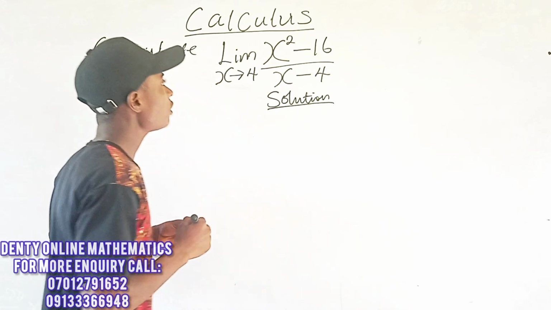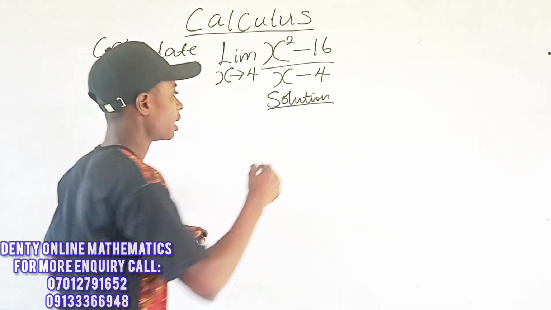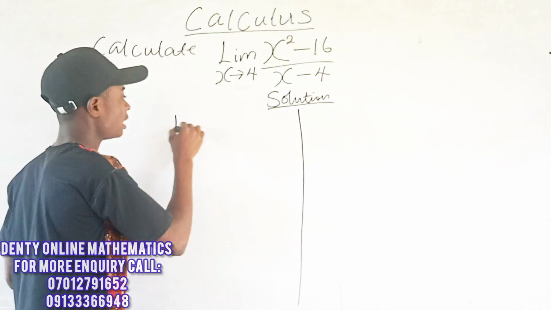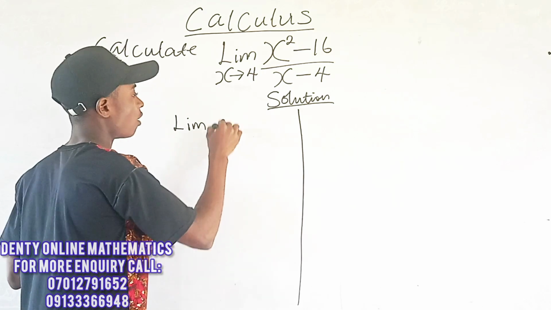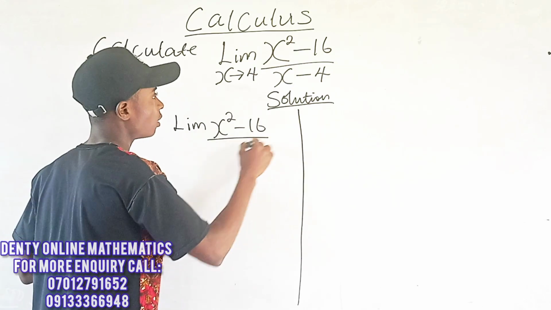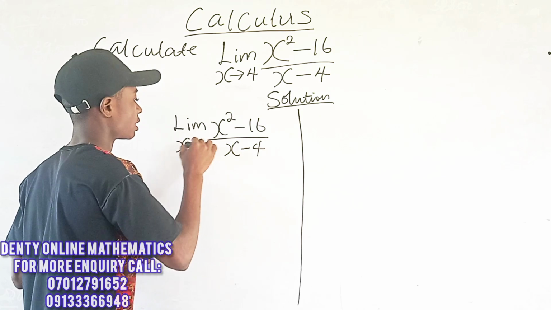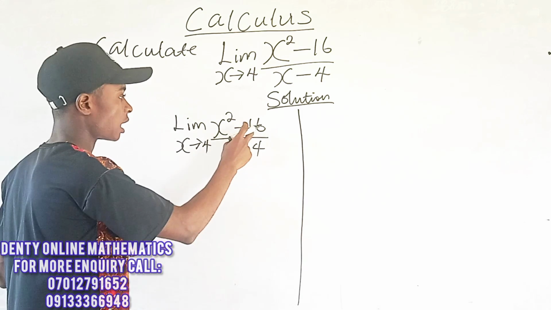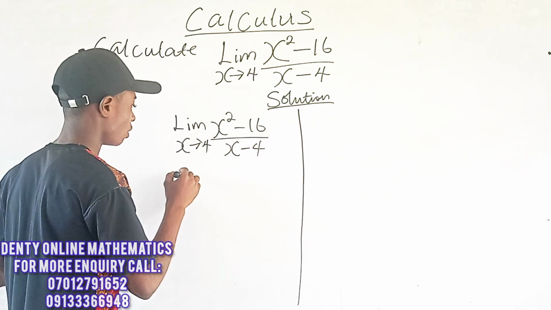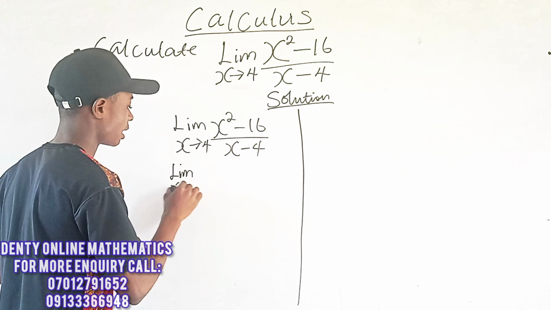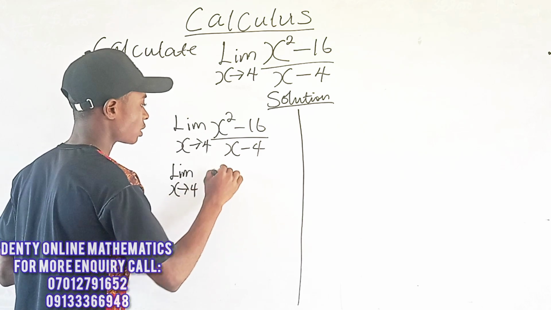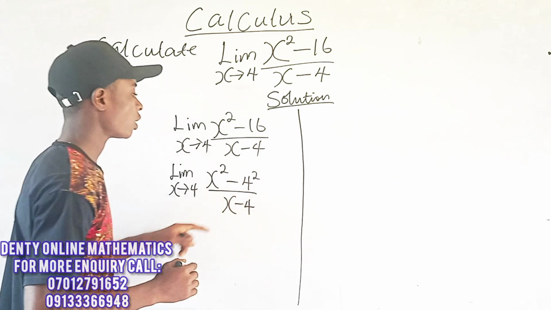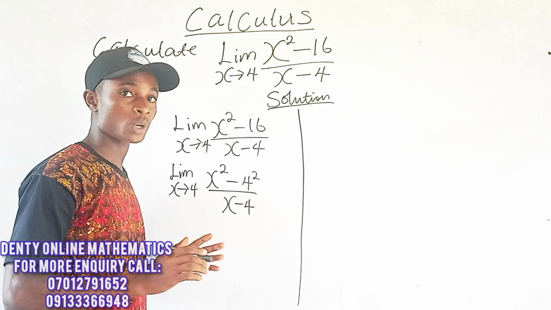Now, let me divide this board. This is the first step. If you have the limit of x squared minus 16 over x minus 4 as x tends to 4, this is what you need to do. If you observe here, we can break this into the limit as x tends to 4 of x squared minus 4 squared, all over x minus 4, because 4 squared means 4 times 4, which is equal to 16.